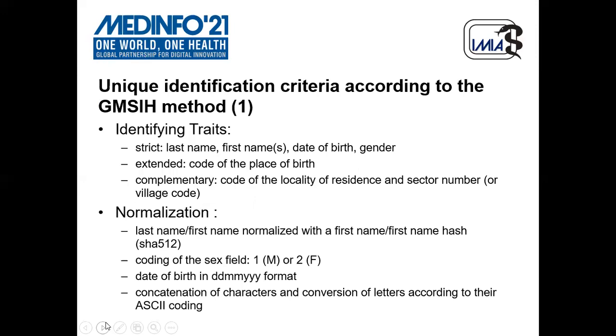If we have all this information, now we have the normalization: the last name and first name normalized, with the first name hashed with SHA512, sorry. Then the coding of the sex field and the date of birth in DDMM format, and also the concatenation of characters and the conversion of letters according to the ASCII coding. So if we have all this information, then it is good for us.